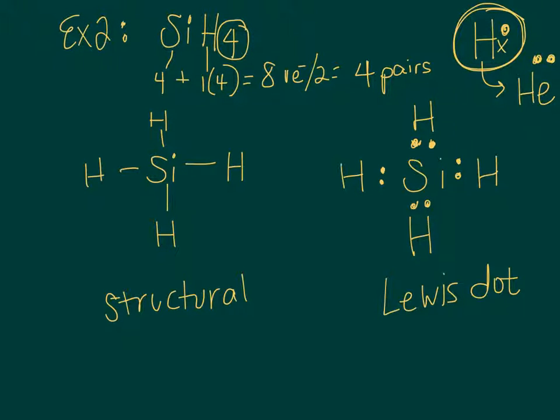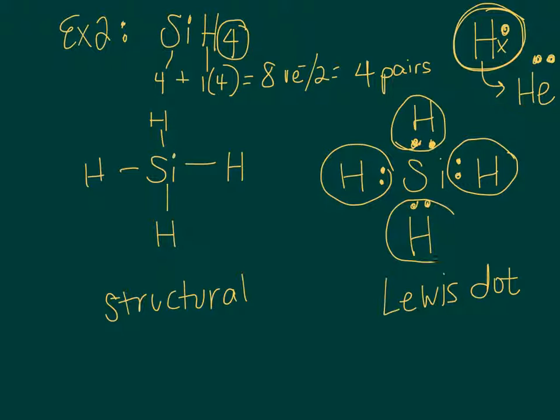So whenever hydrogen is on the outside, we skip step 4. He is considered to be stable. Hydrogen is stable with 2. They don't need any more.